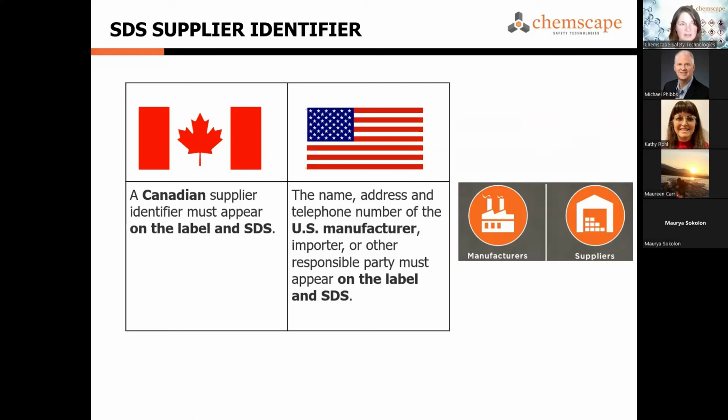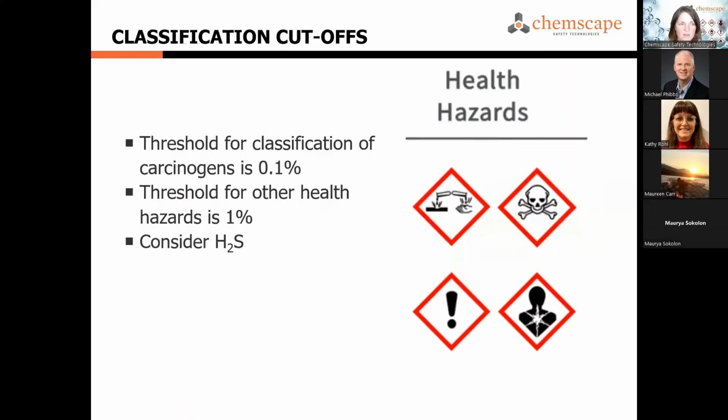Supplier identifiers. This is a big one to know and understand: in Canada, your SDS needs to include a Canadian address and phone number for the Canadian supplier. In the US, same. So if you're building an SDS for both sides of the border, you'll want to include identification for each of those.